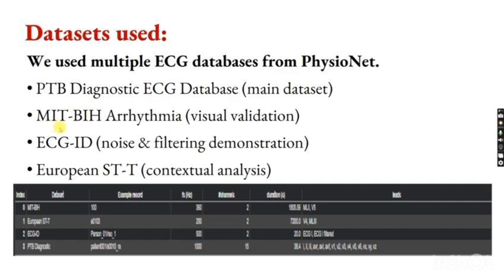Second one was MIT-BIH arrhythmia, which was used for visual validation of ECG waveforms. Third one, ECG-ID, helped us to demonstrate noise and interpatient variability. The last one was the European ST-T database, which was used for understanding the ST segment and T wave changes related to myocardial infarction.